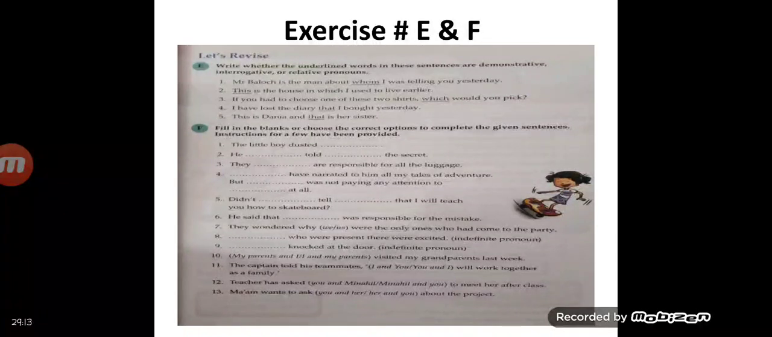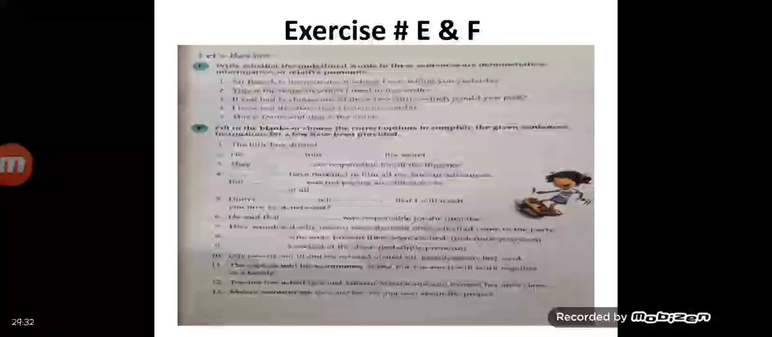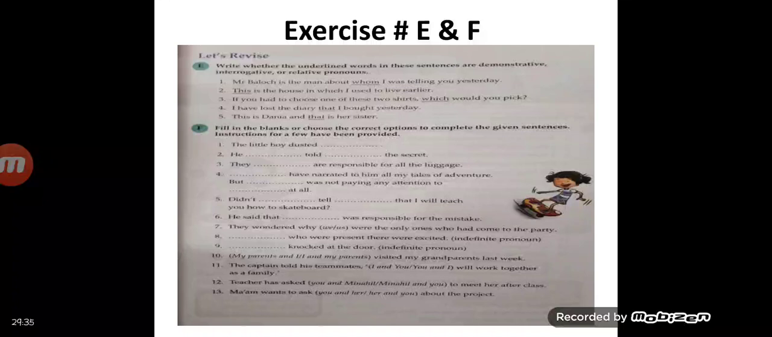The captain told his teammates, I and you, or you and I, will work together as a family. Yes, you and I is the correct option. Teacher asked you and Minahil or Minahil and you to meet her after class. What is the correct option? Yes, you and Minahil to meet her after class. The last one is: ma'am wants to ask you and her or her and you about the project. Yes, you and her. Ma'am wants to ask you and her about the project.